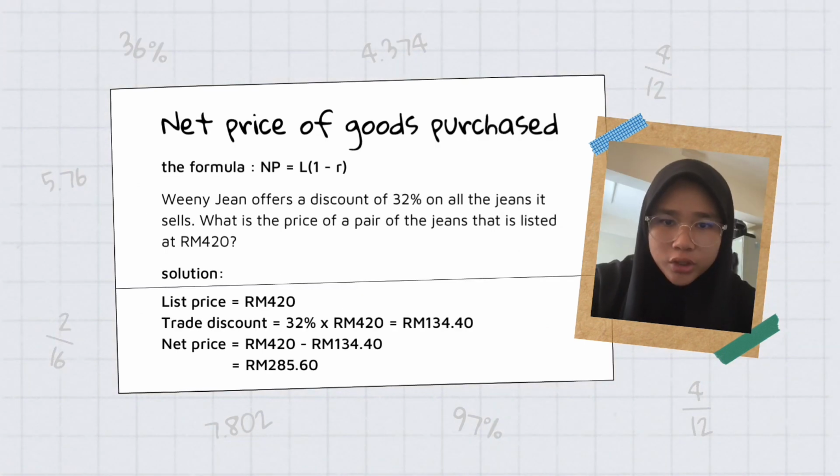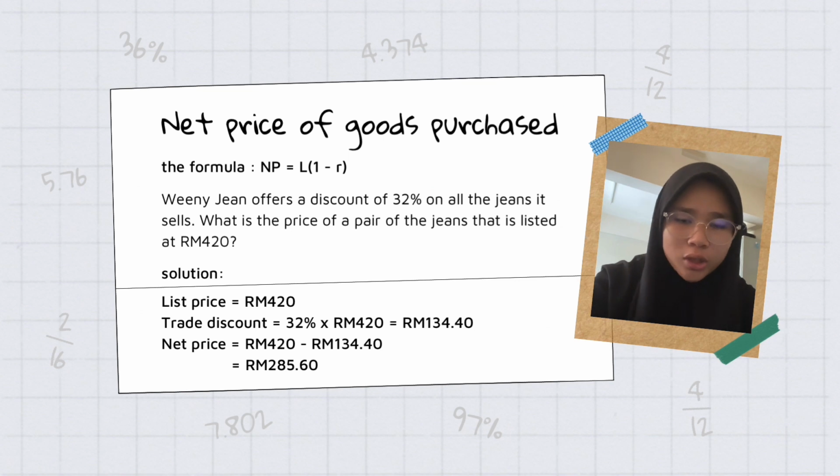This is the example question for net price of goods purchased. Winning Jean offers a discount of 32% on all jeans sale. What is the price of the jeans that is listed at 420 ringgit?